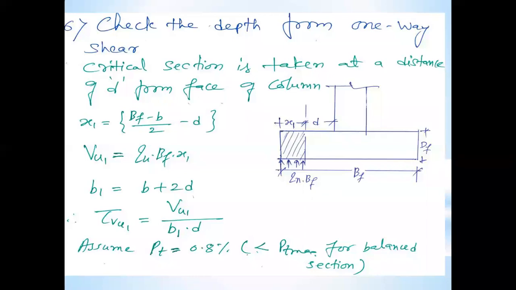Check for the depth from the one-way shear. That is the formula over here. That is tau v is equal to V divided by bd. Where b is the width and d is the depth of the footing. That criteria is over here. So all of you write down this step also. You will see it in detail at the time of the problem.